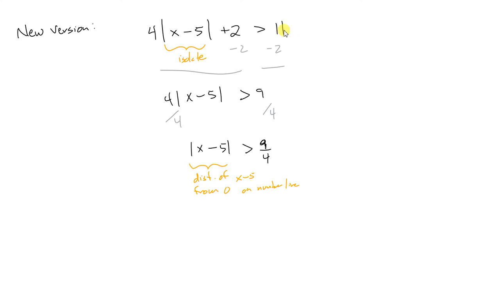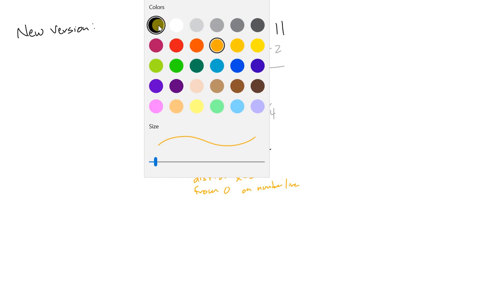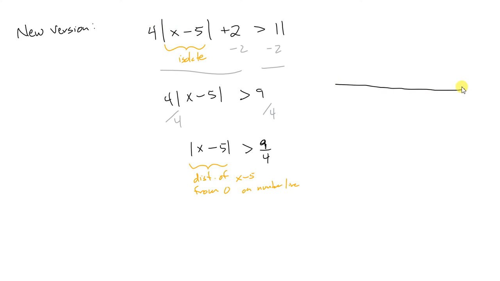Okay, so I'm going to draw myself a quick number line. Here it is. Negative infinity, infinity. Here's 0. I have to be greater than 9 quarters units away. So here's 9 quarters. Let's also mark down the negative of the other side, negative 9 quarters, because we're going to need that also.